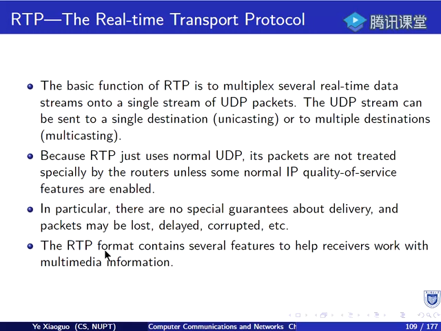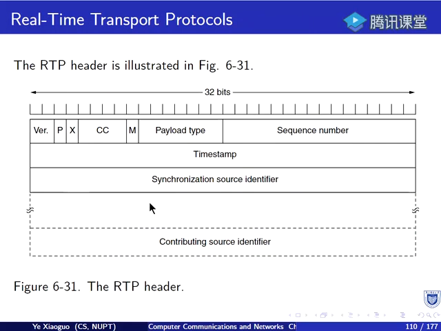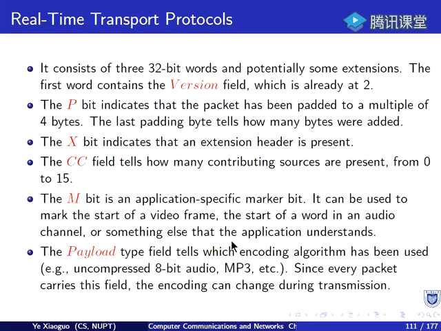The RTP format contains several features to help receivers work with multimedia information. Here, figure 31 shows the RTP header. The RTP header has these fields: version, P, X, CC, M, payload type, sequence number, timestamp, synchronization source identifier, etc. Then this slide illustrates the function and meaning of each field.